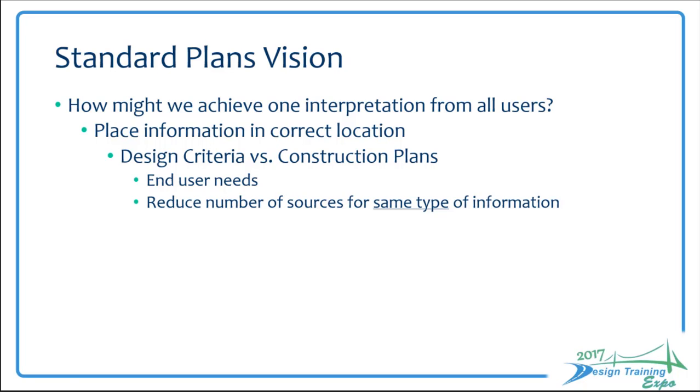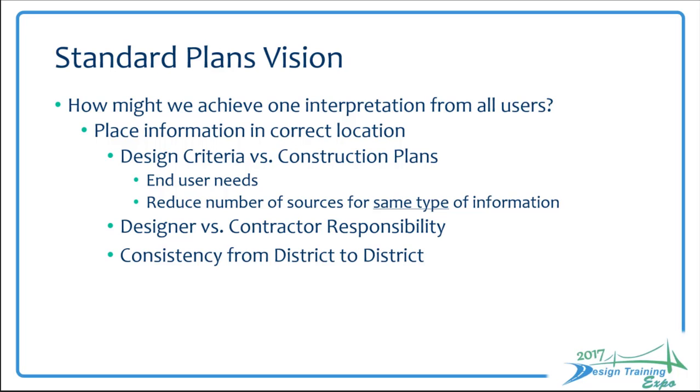We want to reduce the number of sources for the same type of information that we're placing. We also want to be clear on the designer versus the contractor responsibility. If design information is located within these construction contract documents, then the contractor might not be clear on whether it's his responsibility or not. It's also realized that we've seen some inconsistencies from district to district as to whether they believe that they should put something in the plans or it's already covered in the indexes if it's already in our standard plans. So this leads to a more clear and consistent interpretation of what we need to have in our plans production process.